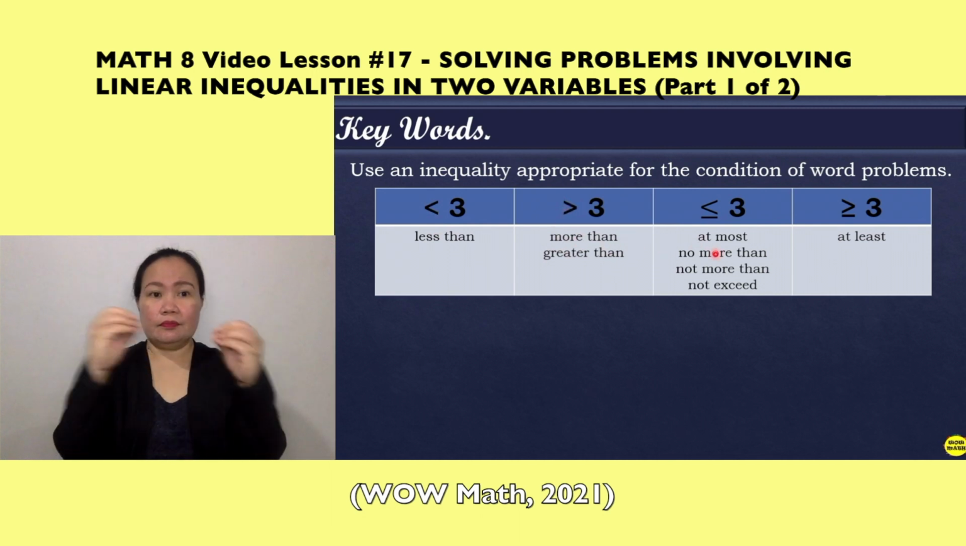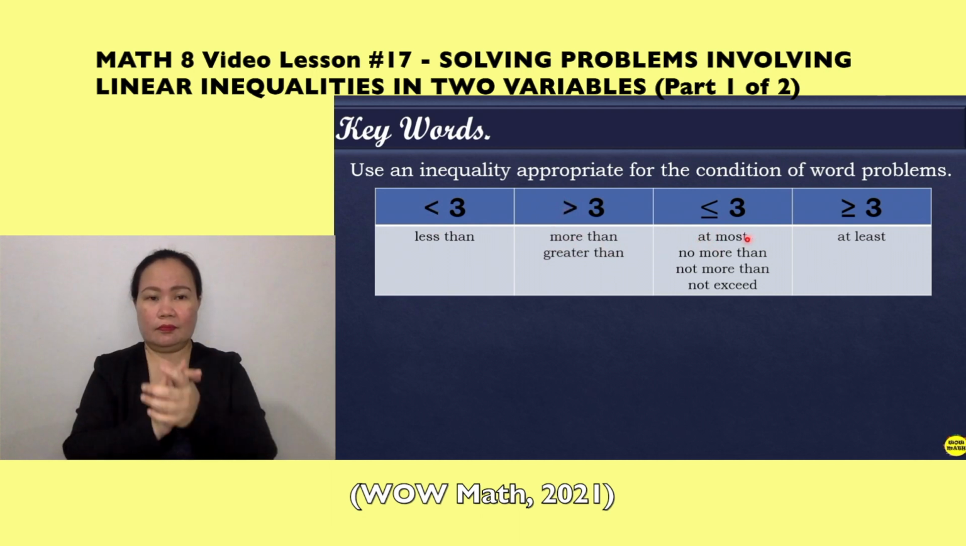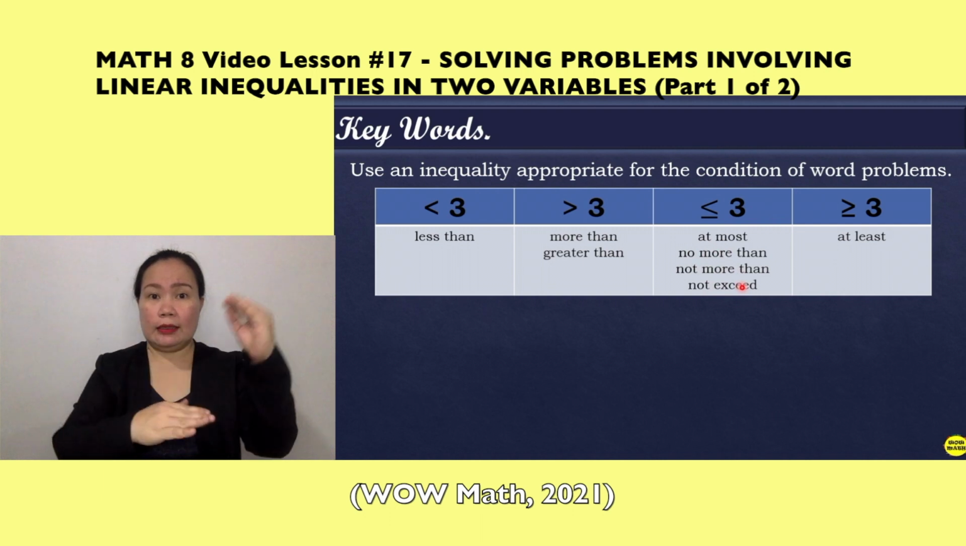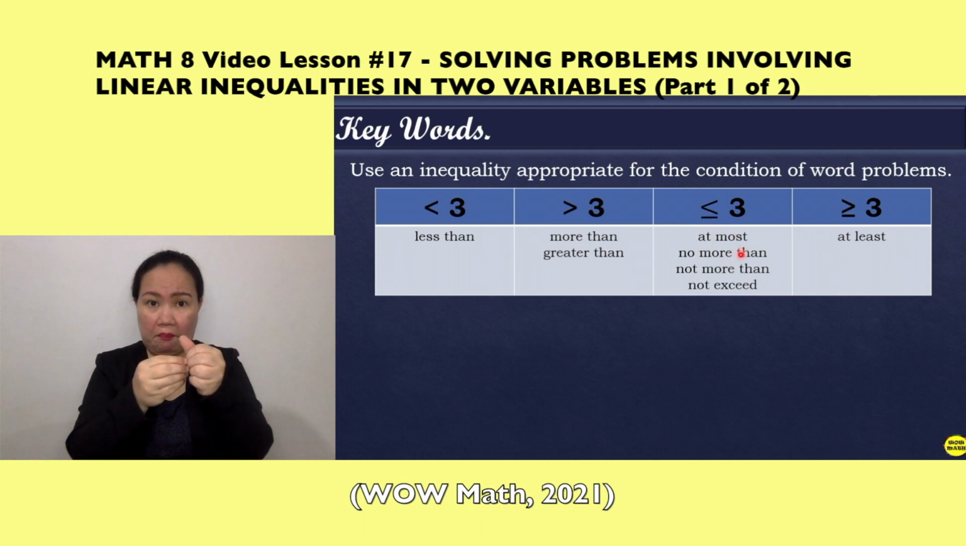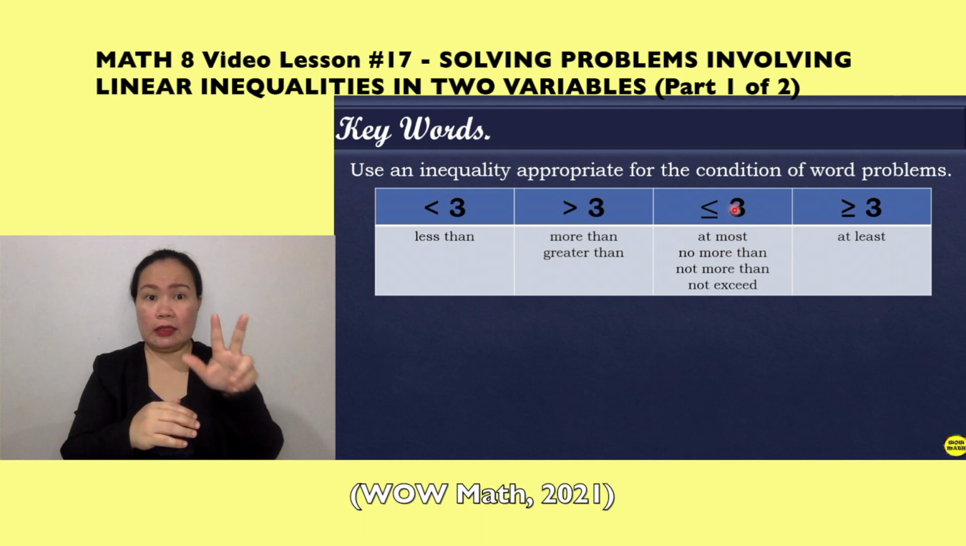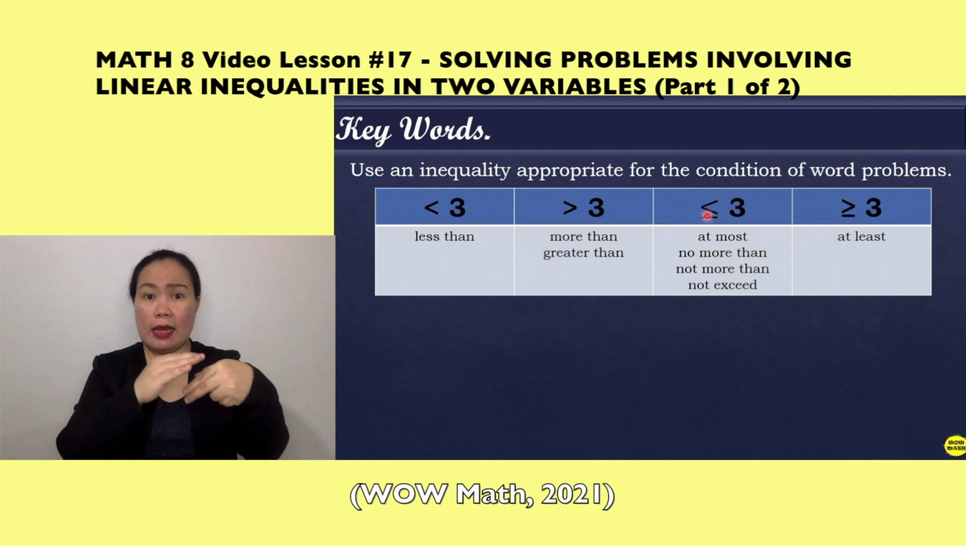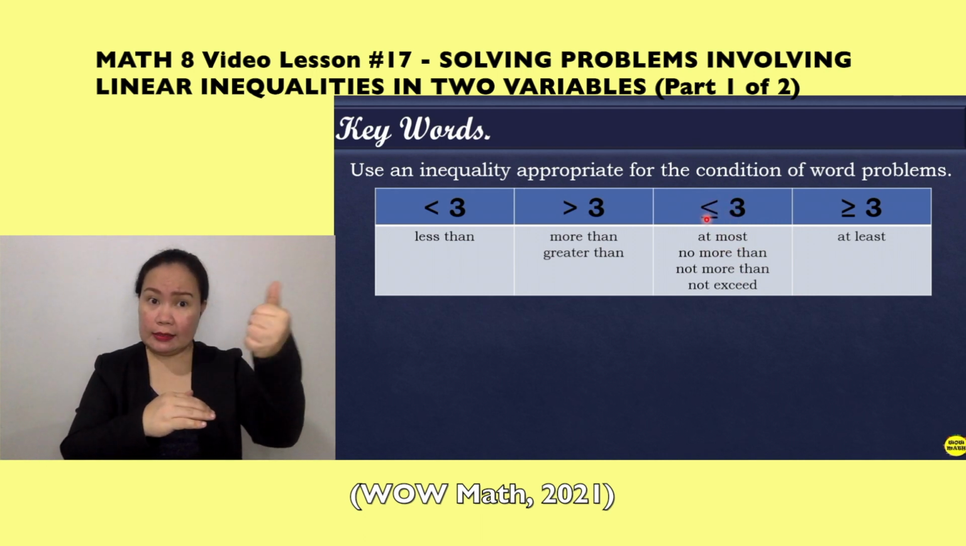Okay? Ito madalas to, yung at most, no more than, not exceed, or not exceeding. So itong mga to, ito po siya, less than or equal. Ibig sabihin kasi ng at most, not more than, no more than, not exceed, ibig sabihin, ito na yung pinaka-maximum hanggang dito lang. Kaya ang magiging symbol mo dyan is less than or equal.